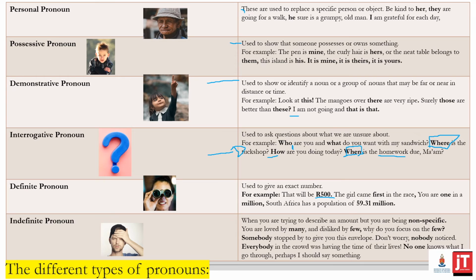The girl came first in the race. Not the first girl in the race was happy. The girl came first. First is standing alone here. You are one in a million. But once you take into account that there's 7 billion people on the planet, less of a compliment.